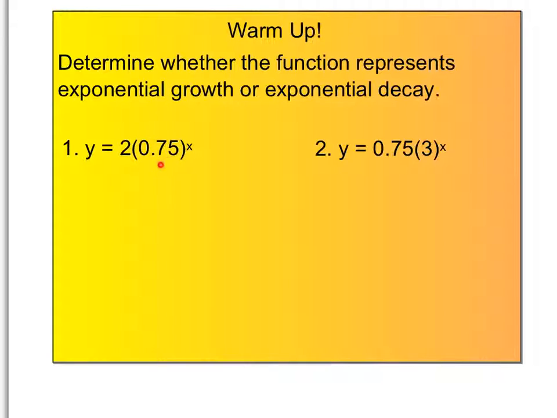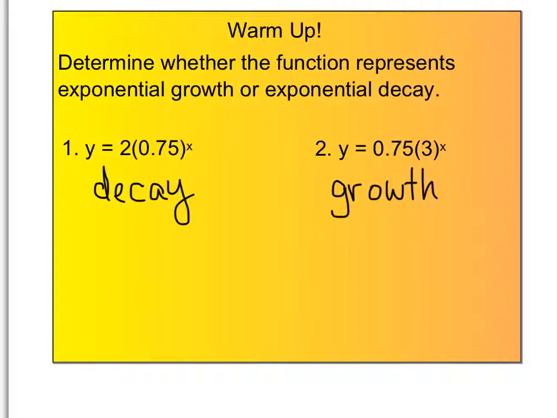The base is the number attached to the exponent. So in the case of number 1, we're looking at 0.75. The 2 we're going to ignore for right now. The 0.75 is a number less than 1, which means this is an exponential decay. Number 2, the base in this problem is the 3, because again, that's the number attached to the exponent, not the 0.75. 3 is greater than 1, which means it is an exponential growth.